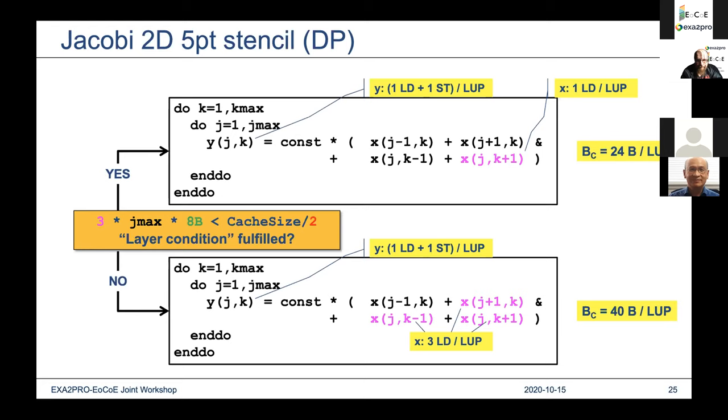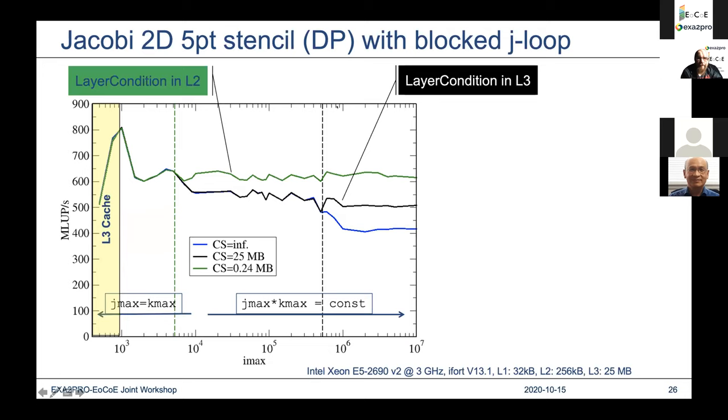If we apply proper blocking in our code, we can see here the green line is blocking in L2. So we fulfill the layer condition in L2, and then we can keep up with this above 600 megalattice updates per second value. If we use the layer condition in L3, so we use a bigger block size so that it fits in L3, we can stay on this level here. So we don't drop down to the main memory performance, but can keep up the L3 performance. The performance comes out this way basically because we stored data in the L3 cache.